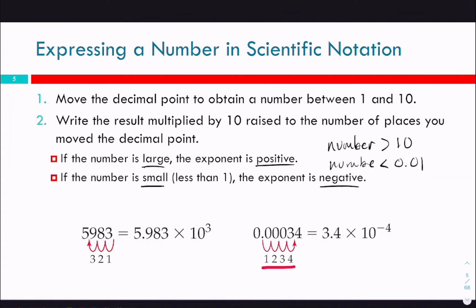And then for small numbers, we're moving that decimal place, doing the opposite of what we did on the previous slide. We're converting a standard notation into scientific notation. We take our decimal place, and again, we want to move it over so that we have a number between 1 and 10. So this is going to be 3.4, and then times 10 to the -4 because we moved that decimal place over 4 spots.